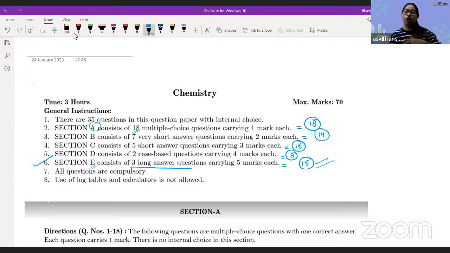So start with E. Section D also, when it is case-based study questions, can be MCQ type, because it's 4 marks, right? It can be an MCQ type, an assertion reason type, or sub questions, and they can be very short answer types. So this part you can do, and then you can go to C, then do B, because B also contains very short answers.